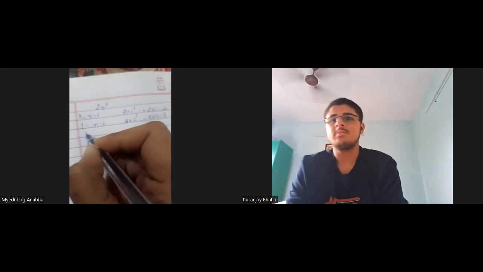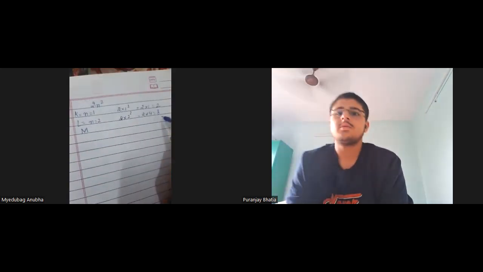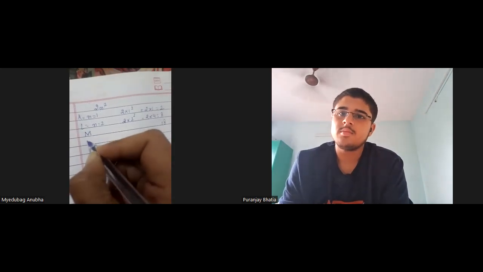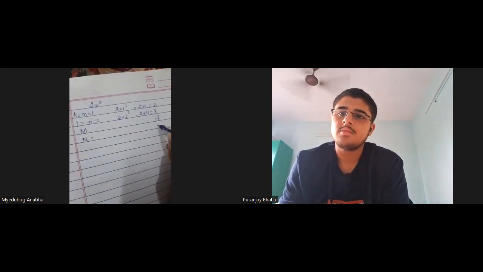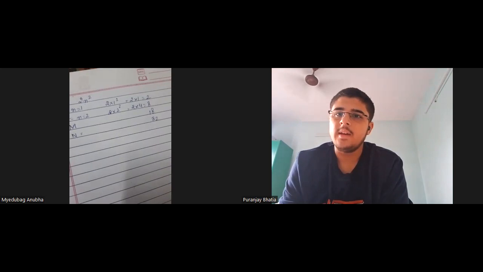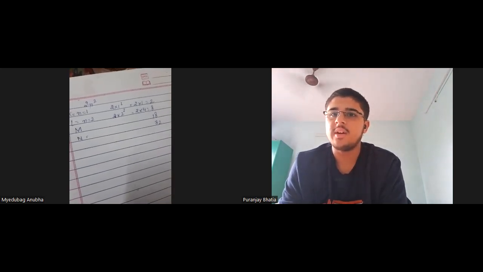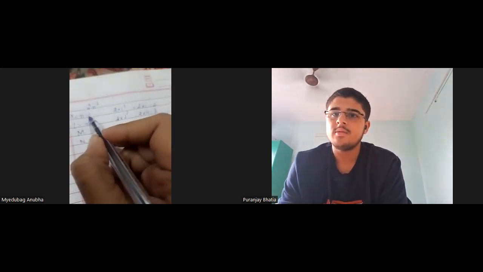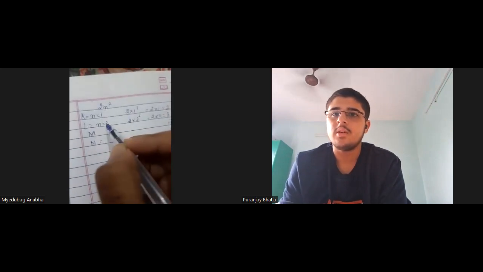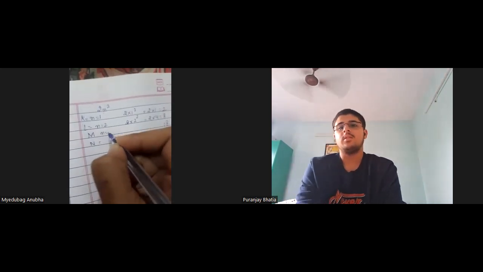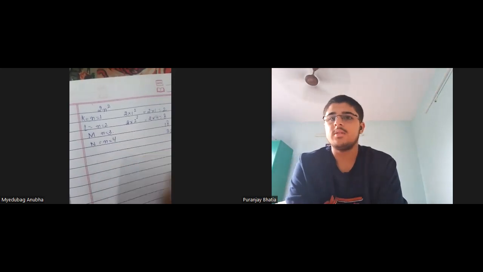Similarly, for the M shell, KLM, we can have 18, and for the N shell we would have 32. N is 1 in the first case, the K shell. In L we have taken n equal to 2, then n equal to 3, and then n equal to 4.